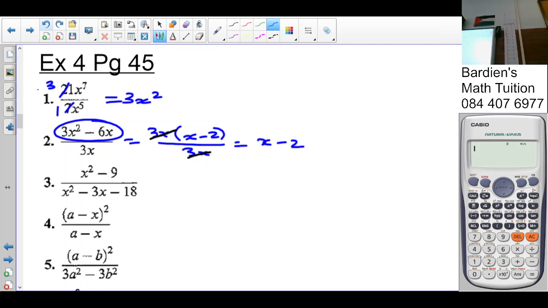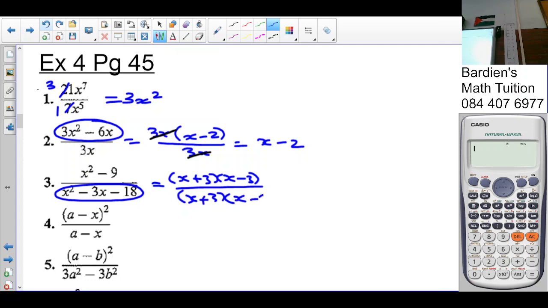The next one, I gave you this here, no? So the numerator becomes what? x plus 3 times x minus 3, over x plus 3 times x minus 6. That's what I gave you last time, no? Right, so what can happen here? x plus 3 cancels x plus 3. So what are we left with? x minus 3 over x minus 6. Right, any problems there?